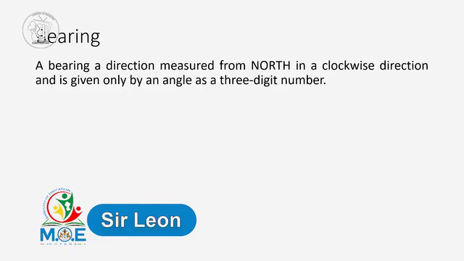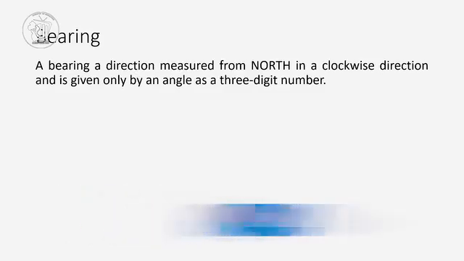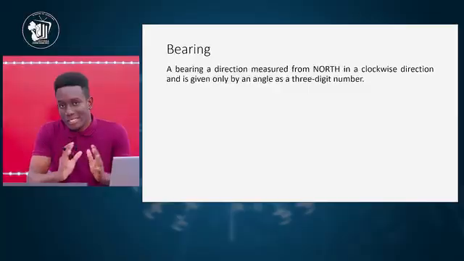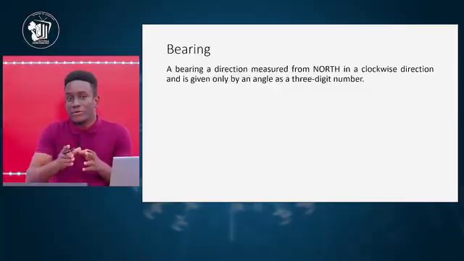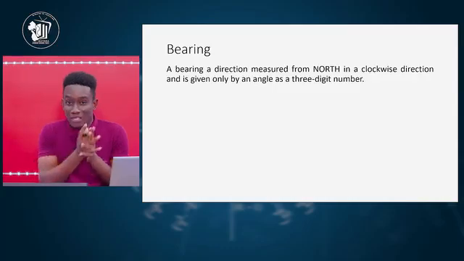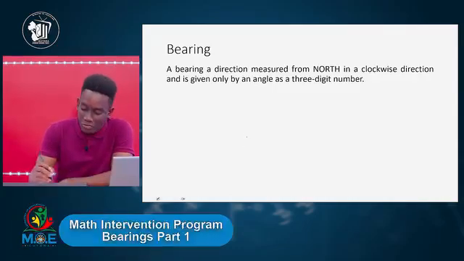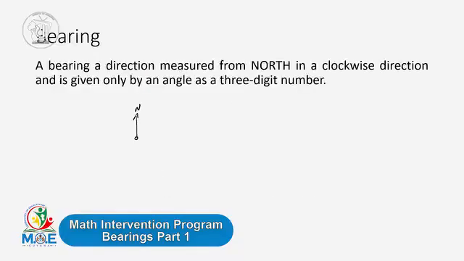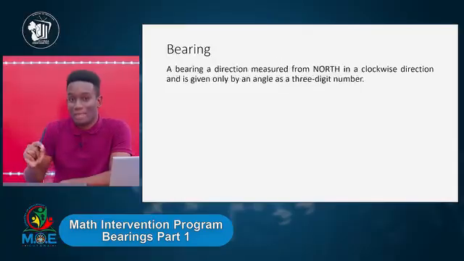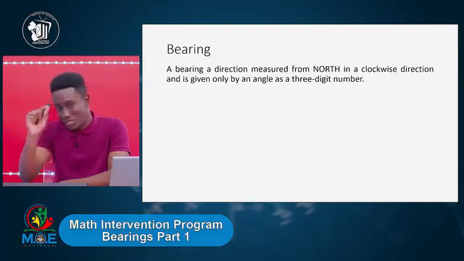What exactly do we mean by bearing? A bearing is a direction measured from north in a clockwise direction and is given only by an angle as a 3-digit number. One key thing we should remember is that for bearings, you always start from the north line. For the sake of drawing, the north line would always be straight up at that point. And we always start measuring from the north line in a clockwise direction. Clockwise is how the clock will go.